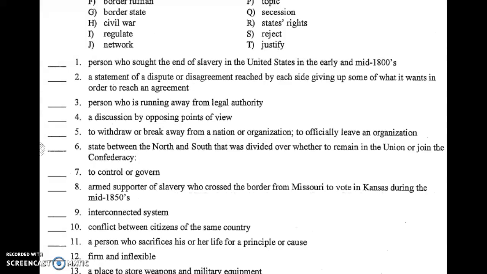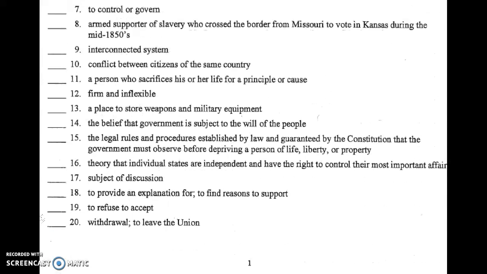Number 9, this is a word that means interconnected system. Number 10, this is a conflict between citizens of the same country, one part of a country in conflict with the other. Number 11, this is a person who sacrifices his or her life for a principle or a cause. Number 12, this word means firm and inflexible.